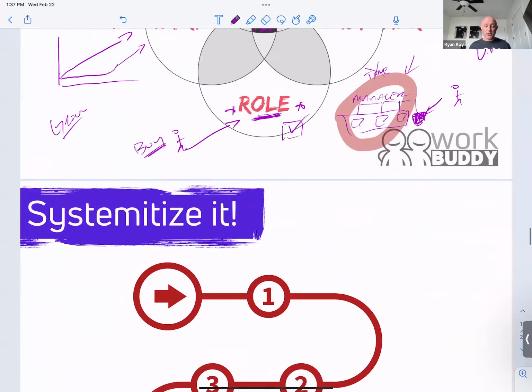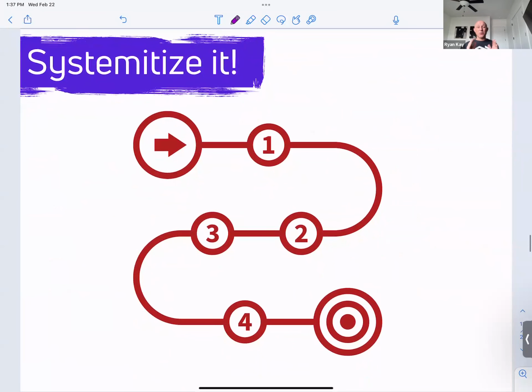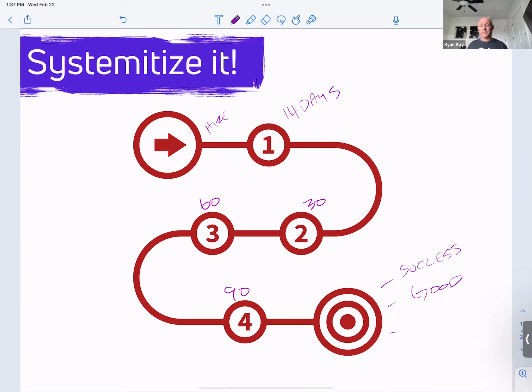So this was part number 2. Part number 3 is, when you have the content, it has to be a system. It has to be something where when you actually hire somebody, they walk step by step through the first 14 days, the first 30 days, the first 60 days, and the first 90 days, that gets them right here to some measurement of success. Not just that they stuck around, but they're actually good at their job.